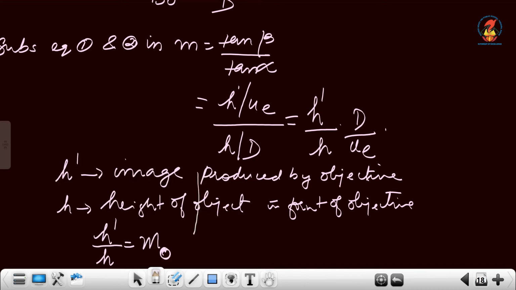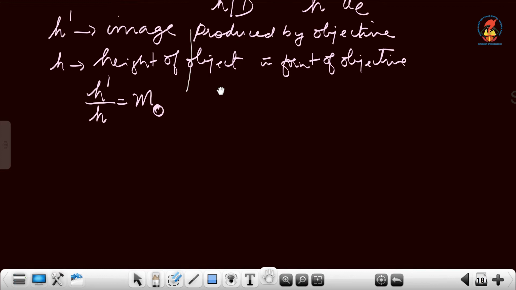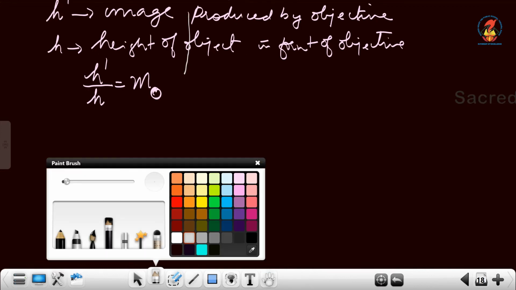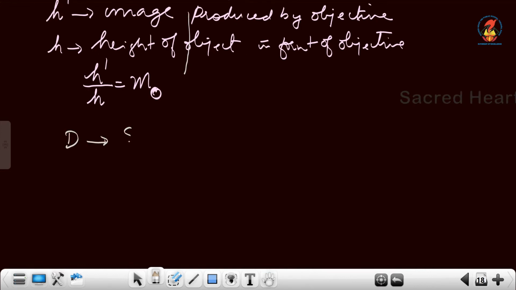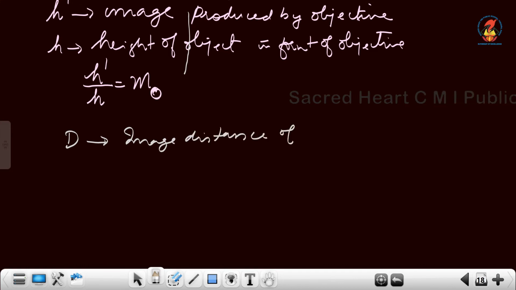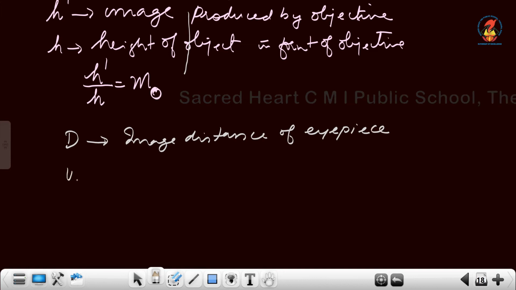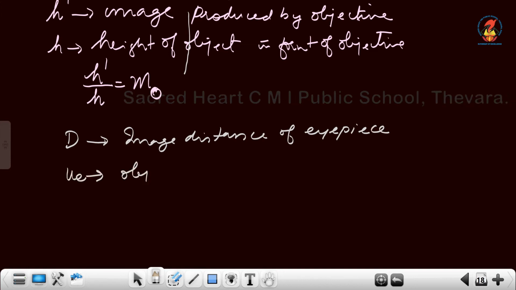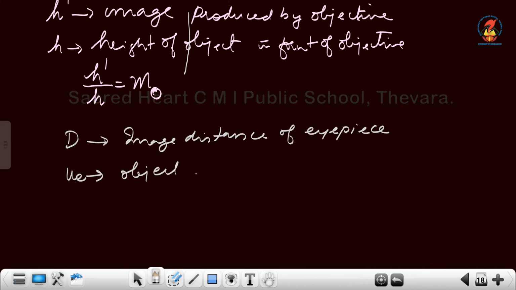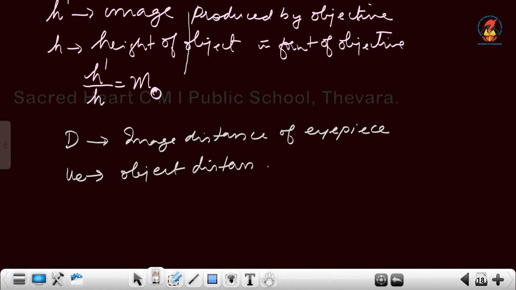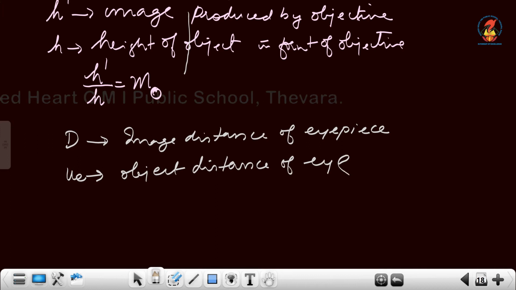Now D is what? D is the final image distance of the eyepiece, and UE is the object distance of the eyepiece. So image distance by object distance is what? Again magnification. So magnification produced by whom?